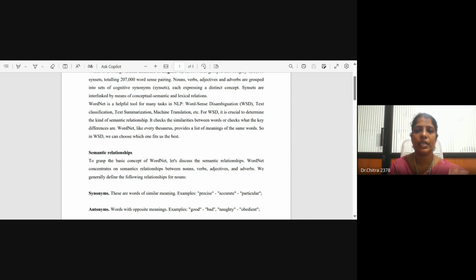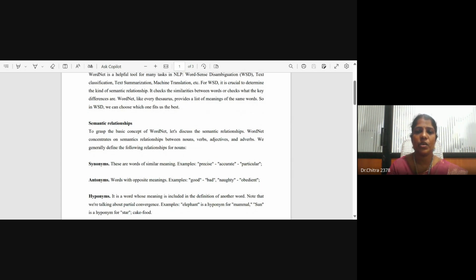For learning the English language, we refer to the dictionary, right? Like that, to process any NLP application, we can use this WordNet. Some of the applications that include WordNet are word sense disambiguation, text classification, text summarization, and machine translation. All these applications involve WordNet. For example, in word sense disambiguation, we want to determine what kind of word that is. In that situation, we can refer to WordNet for identifying the relationship between the words as well as the semantics of the particular word. Generally, the semantic relationships are grouped into many categories.